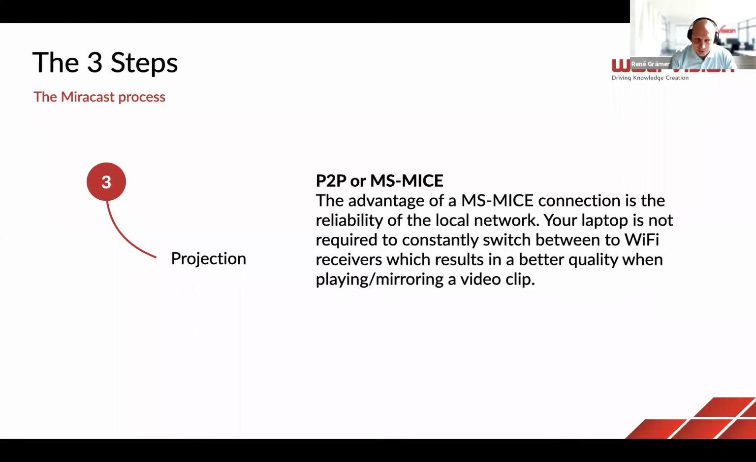And finally, the projection. For the projection, you have to decide if you want to use MS-MICE or peer-to-peer. If you're in a Windows-only environment and you have set up an Ethernet connection for MS-MICE, you could actually set the Wi-Fi on your Cynap Pure to off, which will allow the Miracast Wi-Fi chip inside the Pure to act as a pure Wi-Fi peer-to-peer connection.